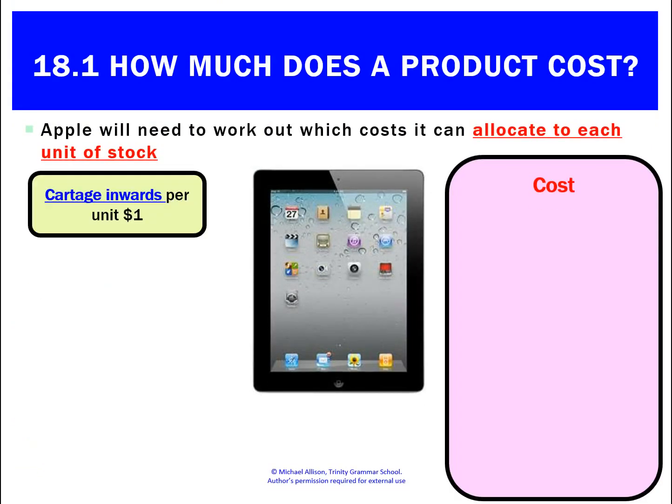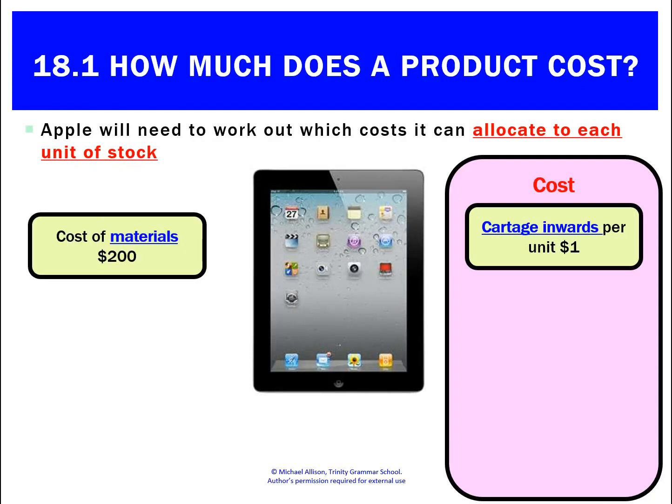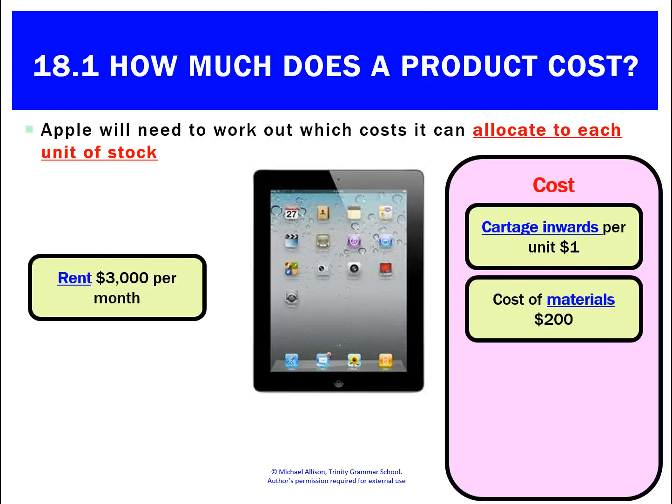Let's say the cartage inwards is a part of the cost. We've got $1 for every iPad in cartage inwards. Cost of materials, well, that's clearly going to be part of the cost, so we better put that in. We've got the rent, $3,000 per month. Is that a part of the cost of each iPad?